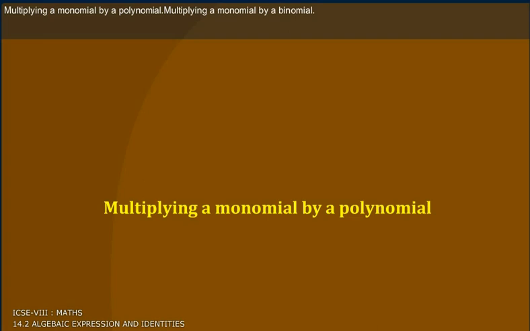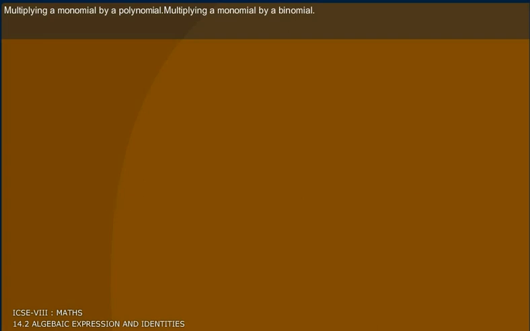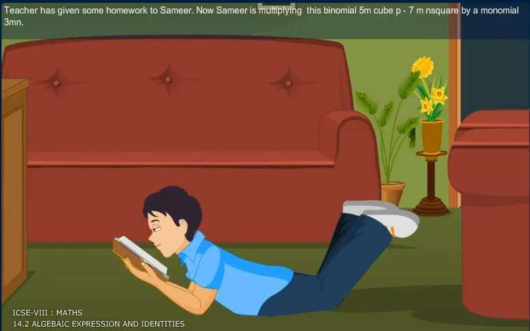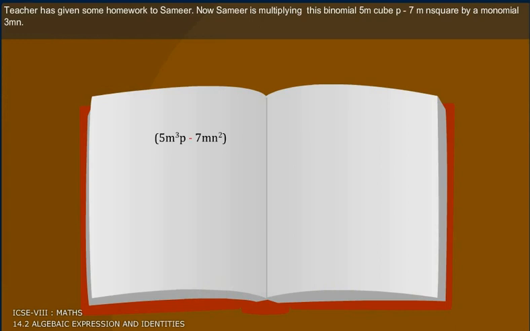Multiplying a monomial by a polynomial. Multiplying a monomial by a binomial. Teacher has given some homework to Samir. Now Samir is multiplying this binomial 5m cube p minus 7mn square by a monomial 3mn.